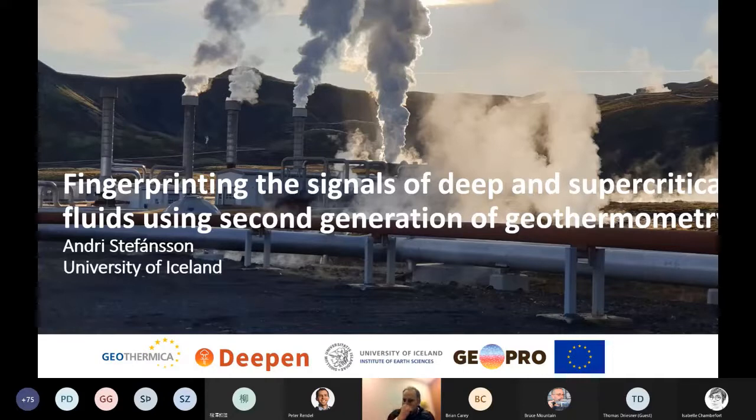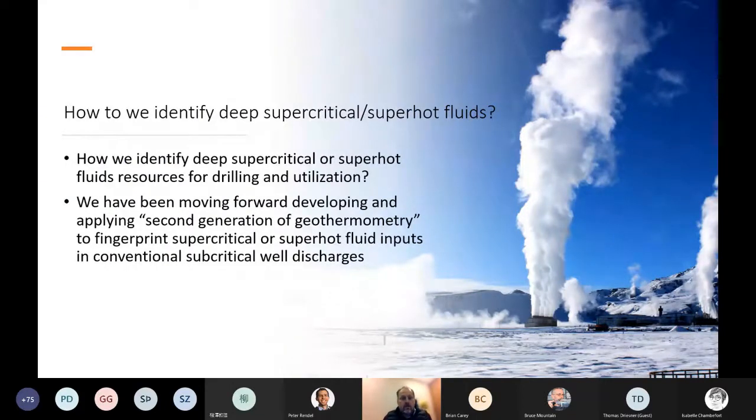So today I'm going to talk about some other things than we have been hearing about today, and that is more how do we somehow fingerprint the signals of possible supercritical or super hot fluids in the roots or below conventional geothermal systems. So this is of course of interest to the industry and many of us, for example, vectoring drilling and future utilization and so on.